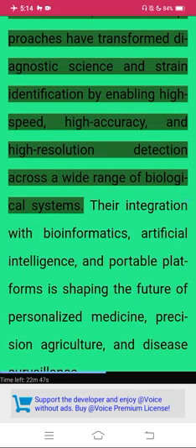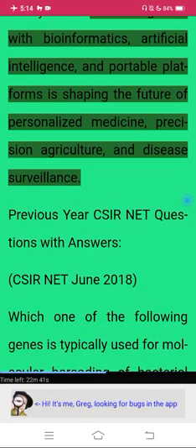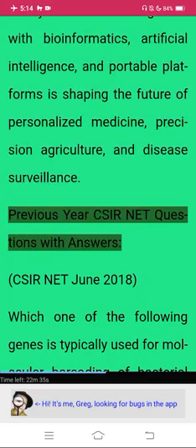In conclusion, molecular approaches have transformed diagnostic science and strain identification by enabling high speed, high accuracy, and high resolution detection across a wide range of biological systems. Their integration with bioinformatics, artificial intelligence, and portable platforms is shaping the future of personalized medicine, precision agriculture, and disease surveillance.